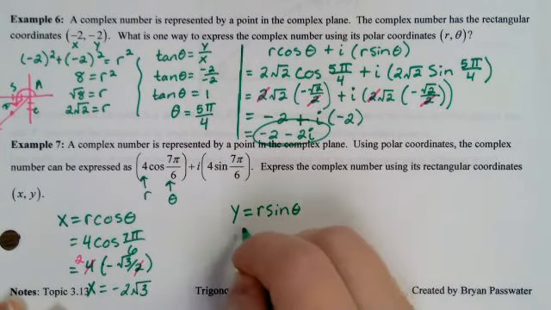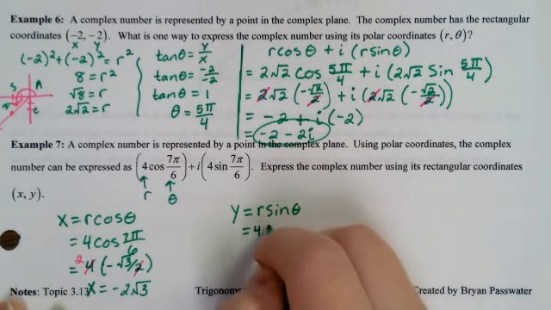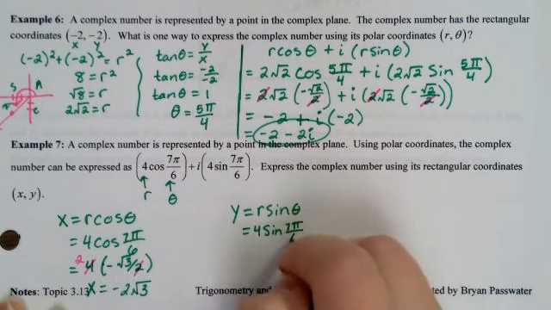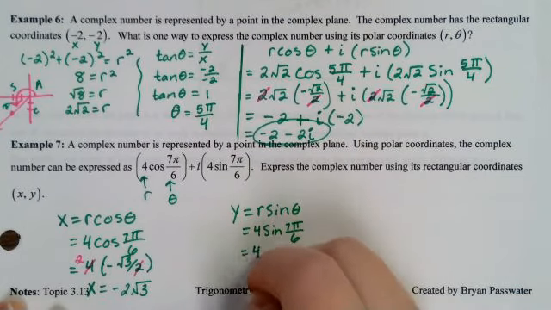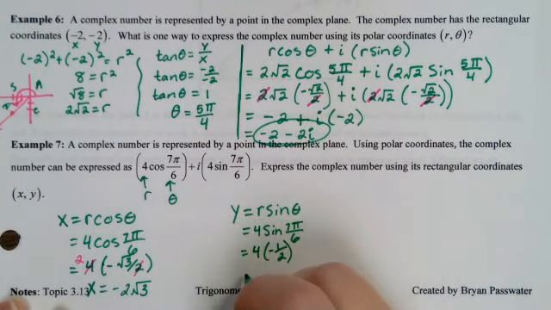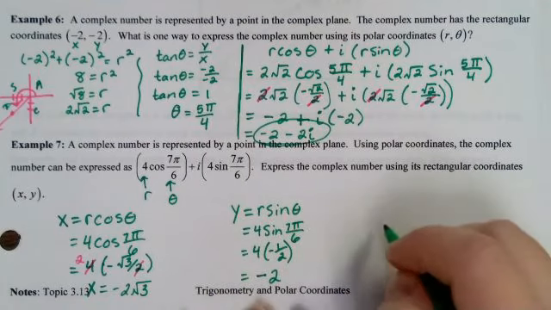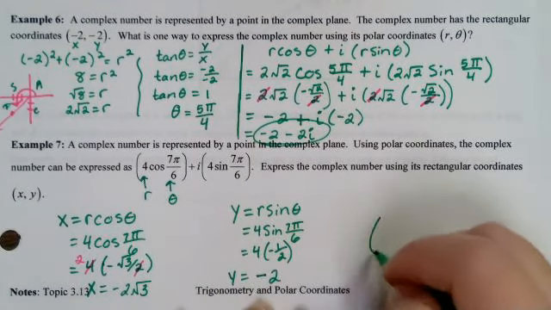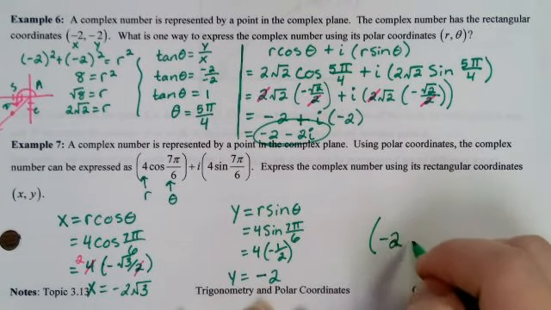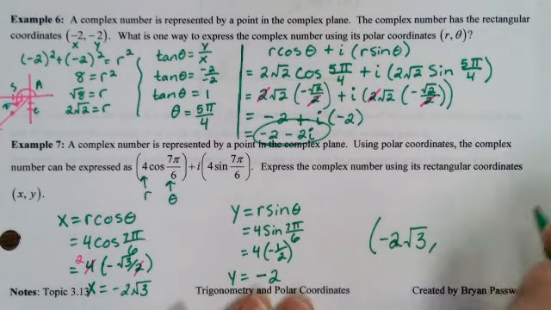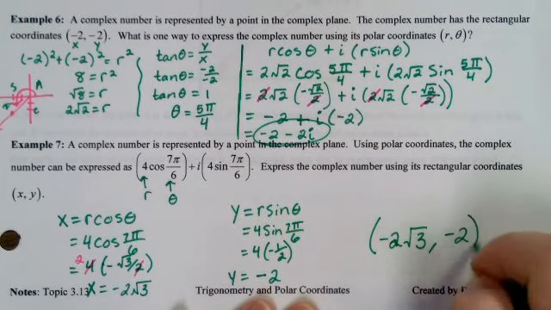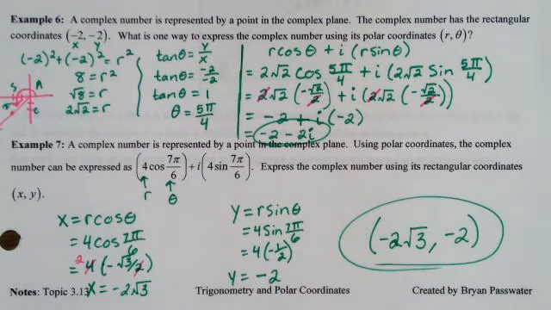All right, for the y, we got 4 sine 7 pi over 6. Now 7 pi over 6, sine there is going to be negative 1/2. Negative 1/2 times 4 is a negative 2. So this is my y, and the coordinates would be negative 2 square root of 3 for the x coordinate and negative 2 for the y. There we go.